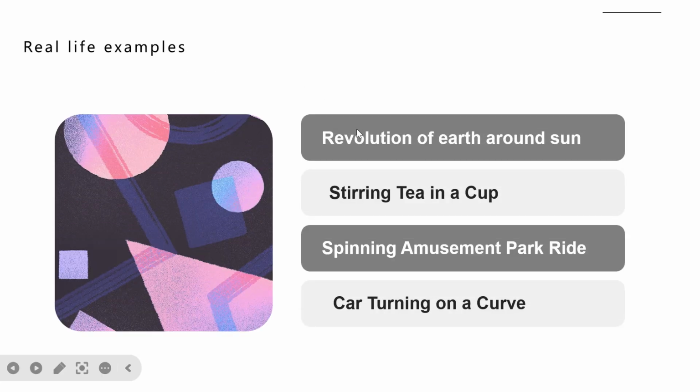Real life examples: the revolution of Earth around the Sun, pretty obvious. Stirring of tea in a cup: we stir the tea from the center, and the particles inside the tea are pushed towards the cup. Spinning amusement park rides, and the turning of a car. In both of these, you feel an outward pull.